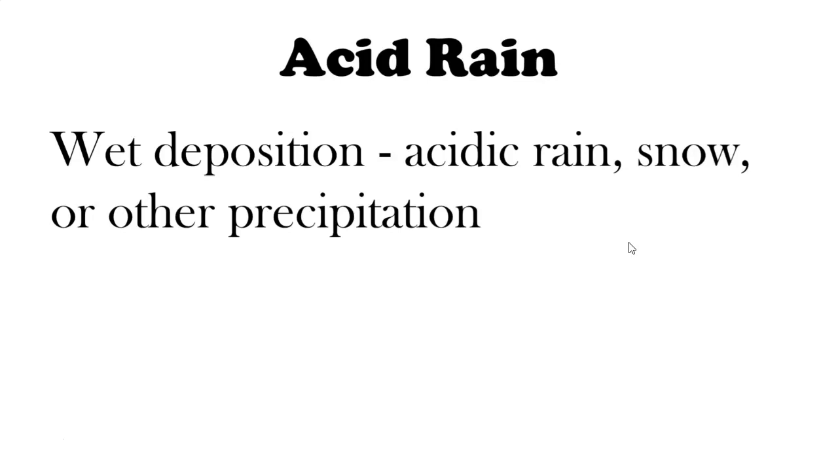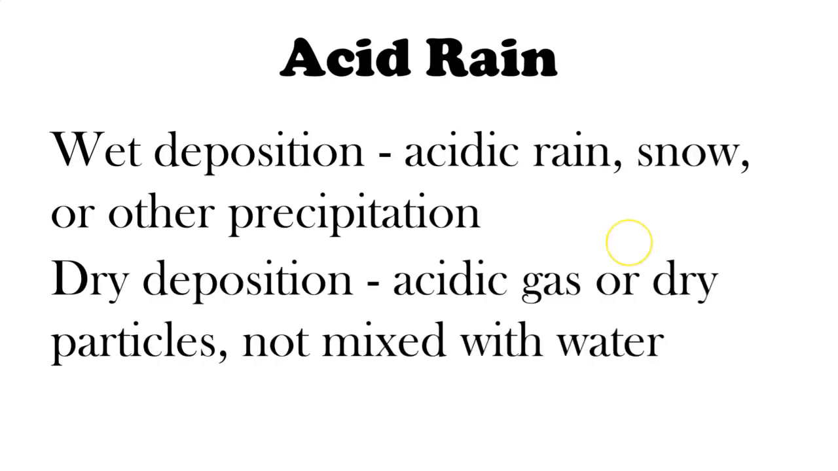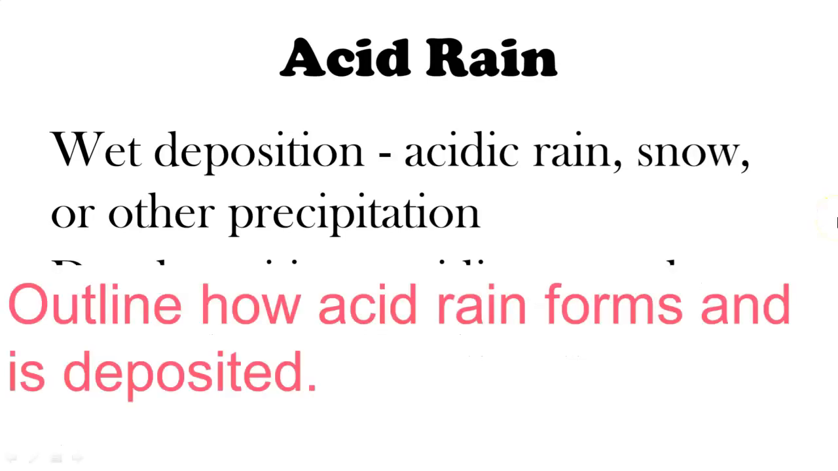So acid deposition is the general term for acid coming down from the air, and we can divide acid deposition into two categories. We have wet deposition, which is when we have acidic precipitation, for example, rain or snow, and then we can have dry deposition, which is just what it sounds like. You have dry particles such as ash or simply acidic gases that have formed without being mixed with water. So we should make sure that we can outline in general terms how acid rain forms and is deposited.